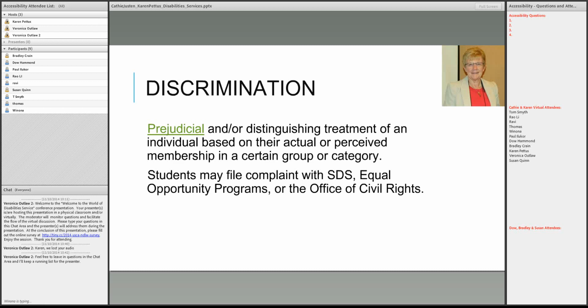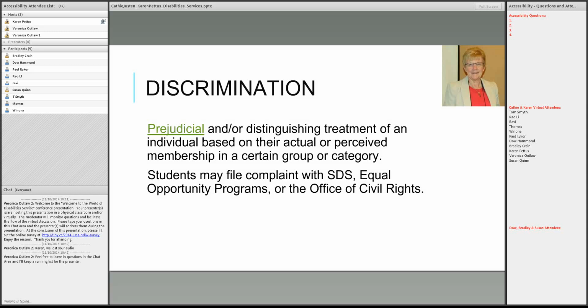We're finding many students and many parents today are very knowledgeable of the law, very knowledgeable of what they can and cannot do, and a lot of students will go straight to the Office of Civil Rights. You often hear us refer to them as OCR, and they can file their complaints there.